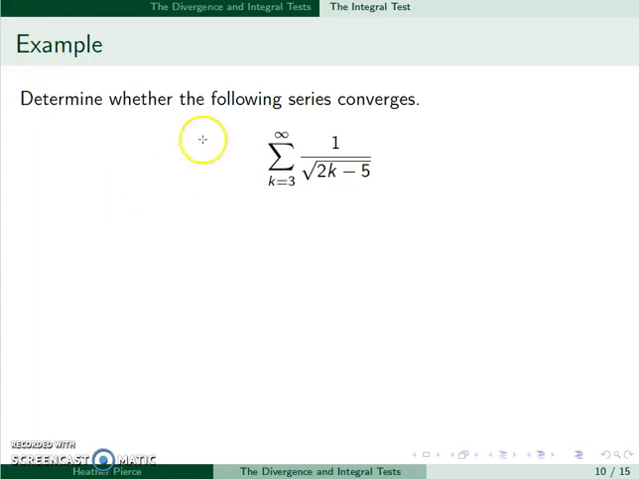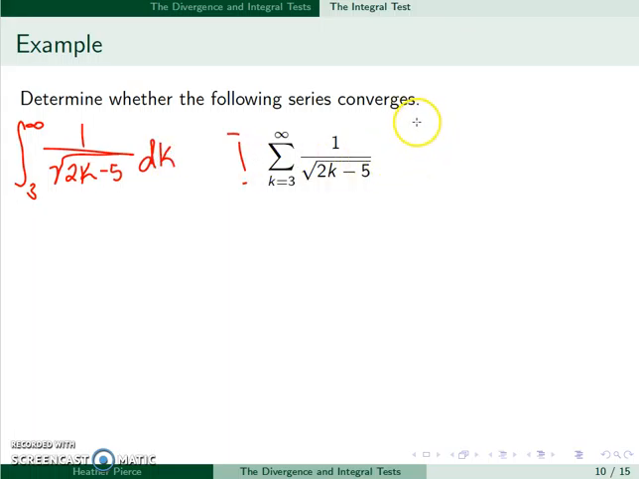Next, let's look at this one. Here, since my series starts at 3, my integral will start at 3. And I'll go 1 over the square root of 2k minus 5 dk. And once again, we'll do a substitution. I'm going to let u be equal to 2k minus 5. So the du is 2 dk, which can be rewritten 1/2 du equal to dk.